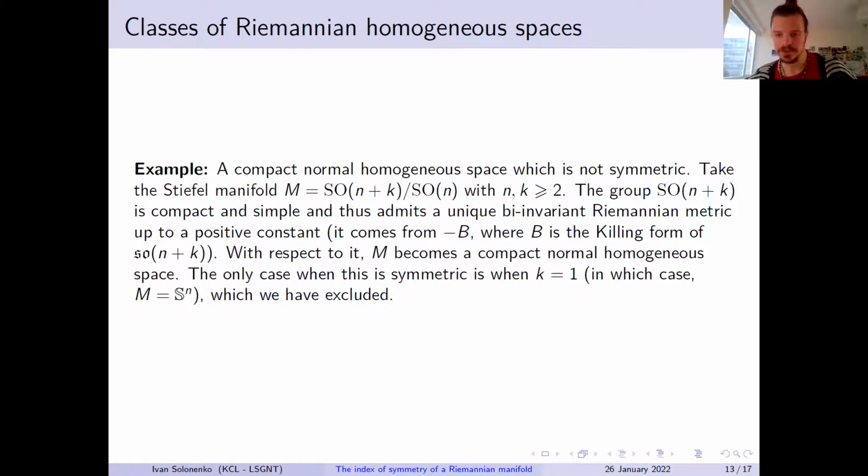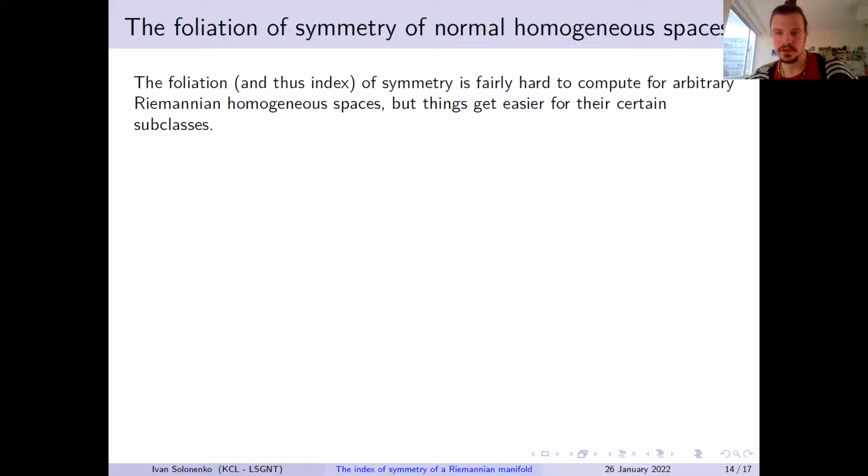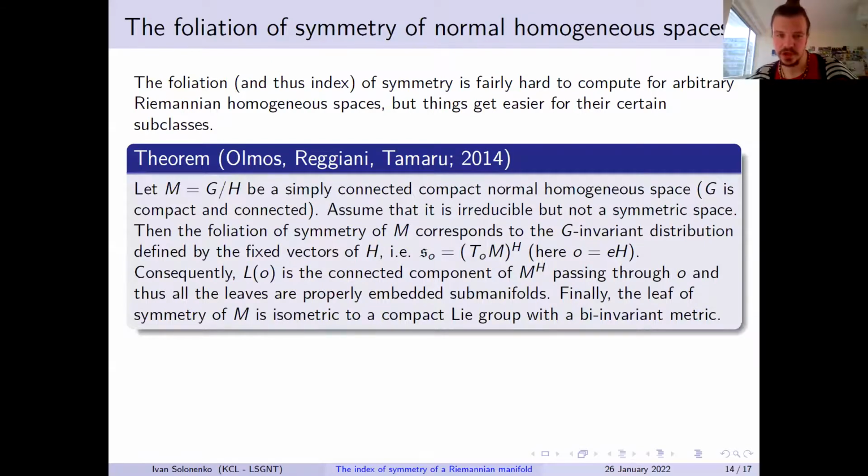Okay, and now the main results. Again, as I said, we will discuss some results when you restrict to some classes of Riemannian homogeneous spaces. And the main one is the result from the first paper I mentioned, by Carlos Olmos, Sergio Reggiani, and Hiroshi Tamaru from 2014. If you have a simply connected compact normal homogeneous space, so here G is a compact and connected Lie group, and the metric on M comes from some bi-invariant metric on G. And you also assume two things. First, that it is not a symmetric space. And second, that it's de Rham irreducible.